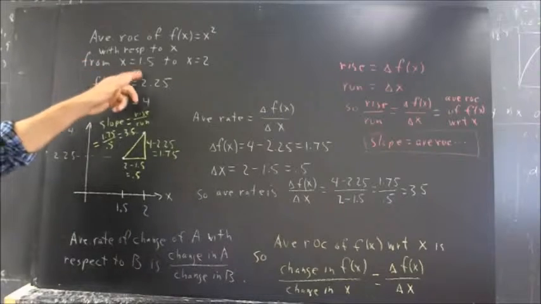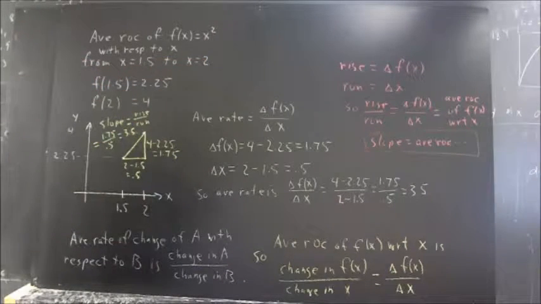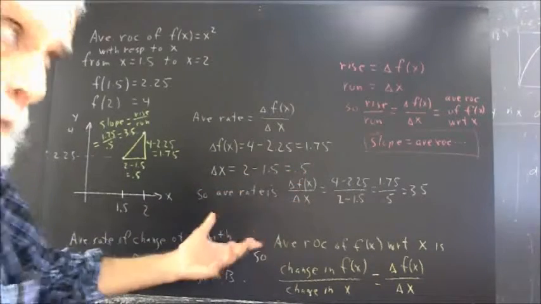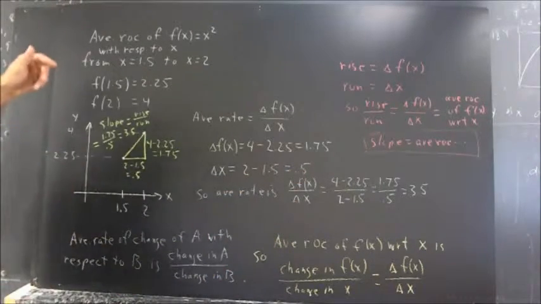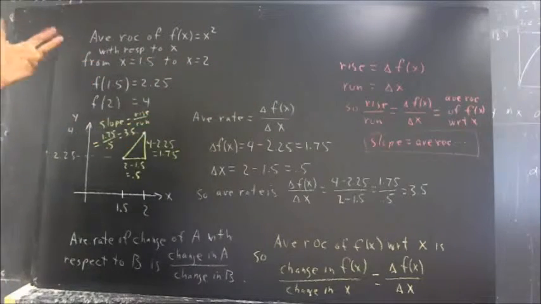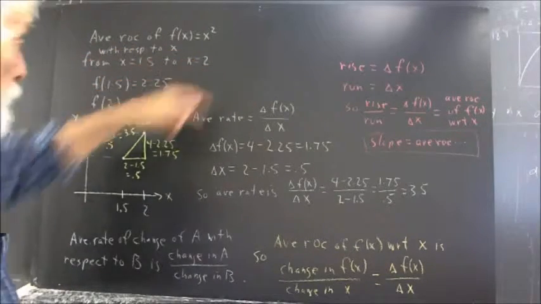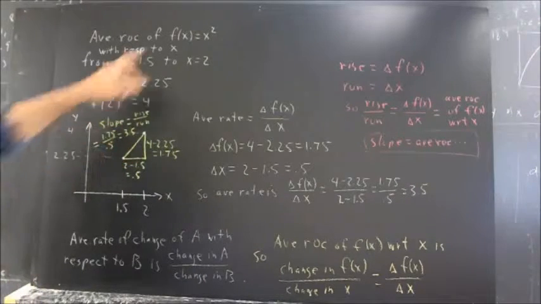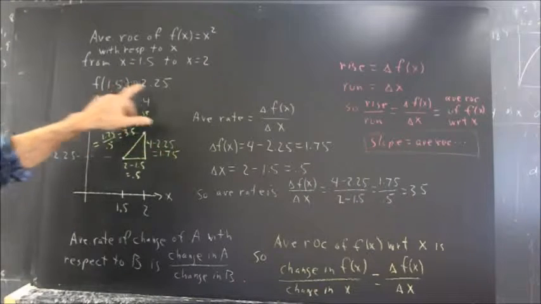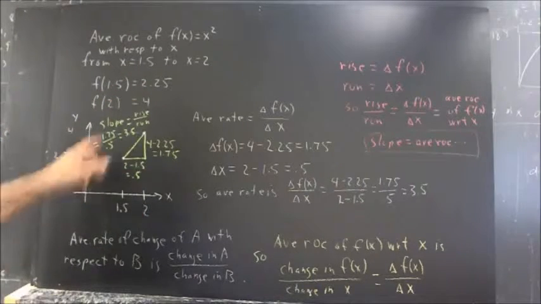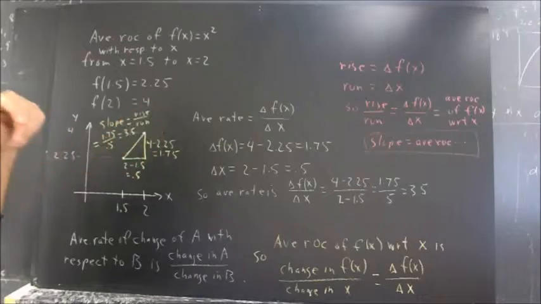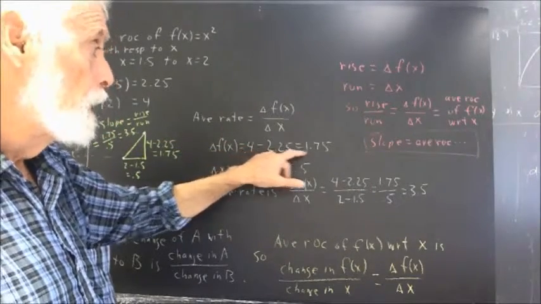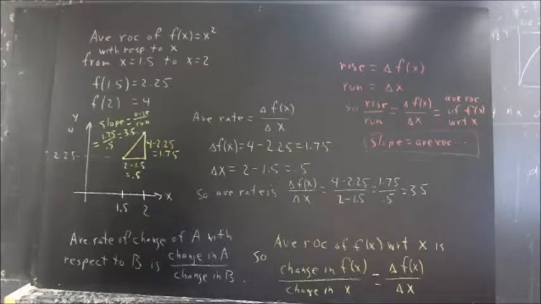Okay, from x equals 1.5 to x equals 2, of course, delta x, the change in x, is 2 minus 1.5 equal to 0.5. To find the change in f of x, we'd better evaluate f of x at 1.5 and at 2. Well, f of 1.5 is 2.25, f of x being x squared, the square of 1.5 being 2.25, and f of 2 is 4, so that the change in the value of f of x is 4 minus 2.25, which equals 1.75.